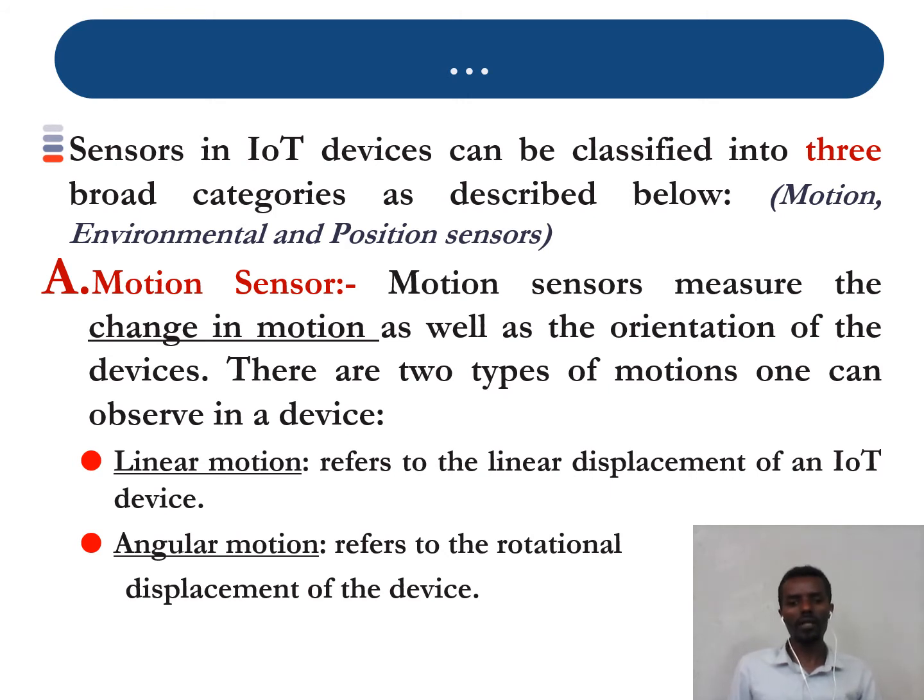The linear, as its name implies, is only one direction. That means 180 degrees, recording or capturing only. So the linear displacement of the devices can be sensed from this. It is only seeing from one direction, toward where the camera is oriented. And then the second one is the angular motion.